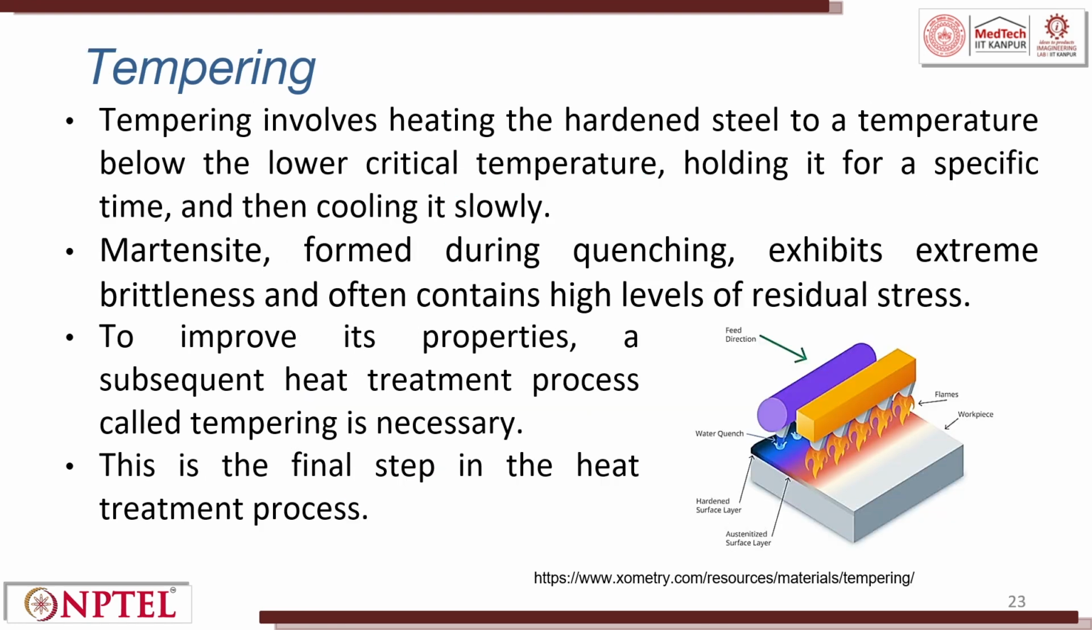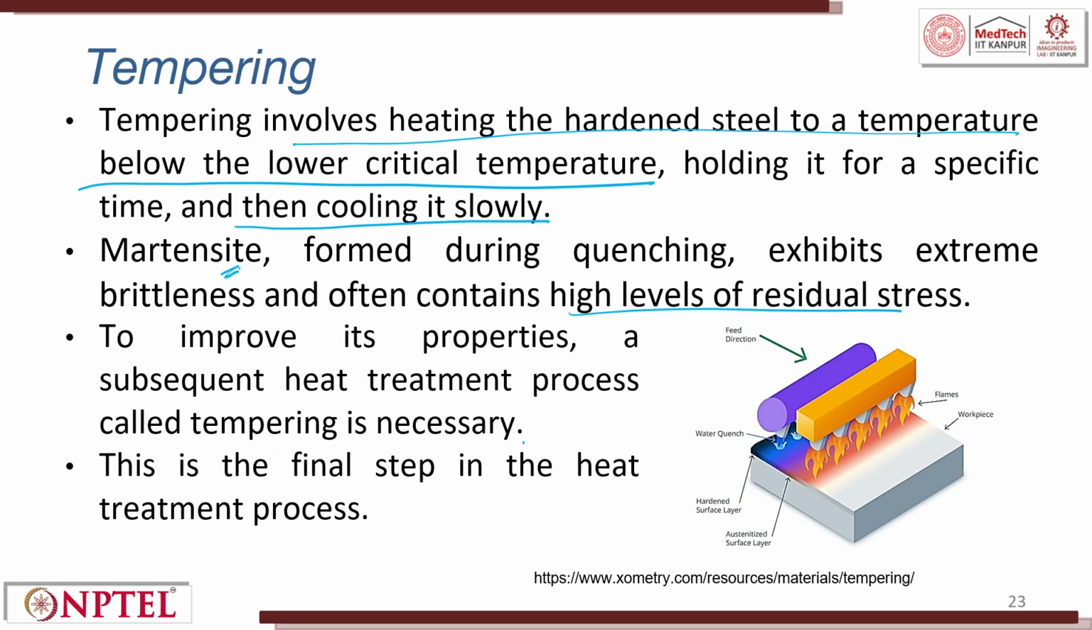Hardening and tempering. Tempering involves heating the hardened steel to a temperature below the lower critical temperature, holding it for a specific period of time and then cooling it slowly. This is very important. Martensite formed during quenching exhibits extreme brittleness and often contains a higher level of residual stresses. To improve the property, a subsequent heat treatment process called tempering is always done.